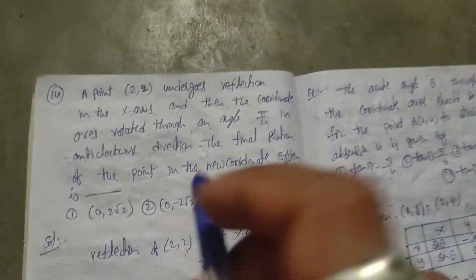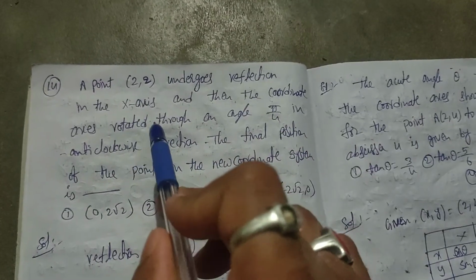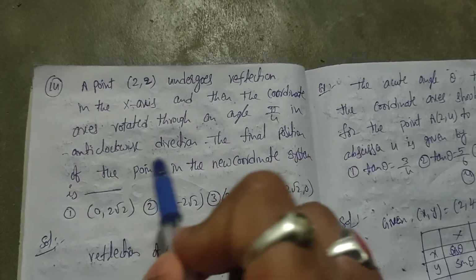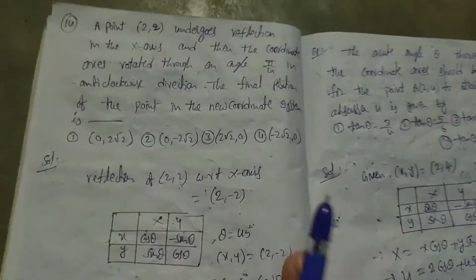Now next question is, a point (2, 2) undergoes reflection in the x-axis and then the coordinate axis is rotated through an angle 5 by 4 in anti-clockwise direction. Then final position of the point in the new coordinate system is.